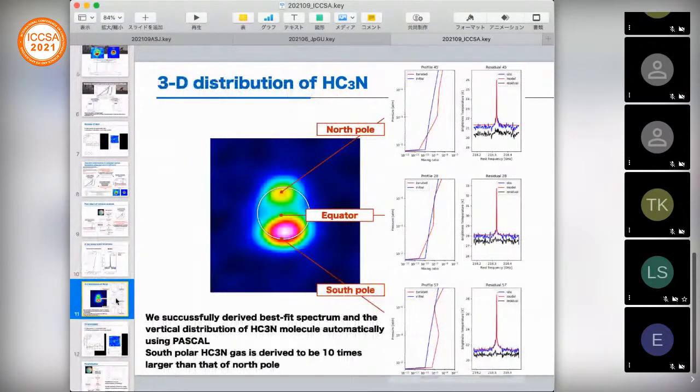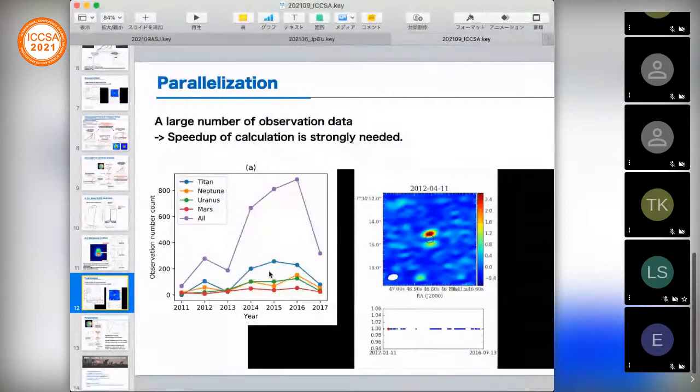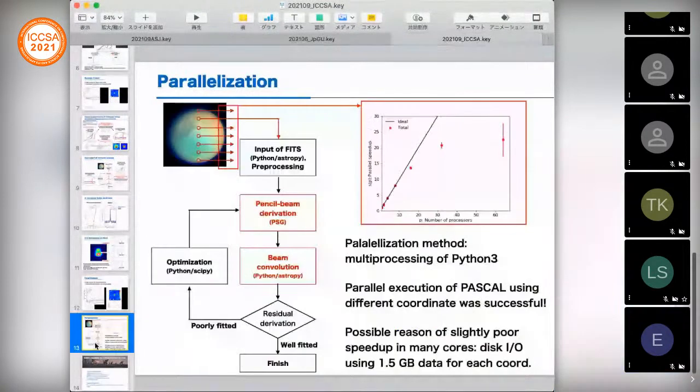By using the PASCAL package, we successfully obtained the three-dimensional distribution of HC3N on the North Pole, equator, and South Pole. And in this analysis, we successfully found that South Pole HC3N gas is 10 times more abundant than at the North Pole. But we have so many data, about 3,000 data and many kinds of gases, so we have implemented a parallelization method. And we have used the multiprocessing method.